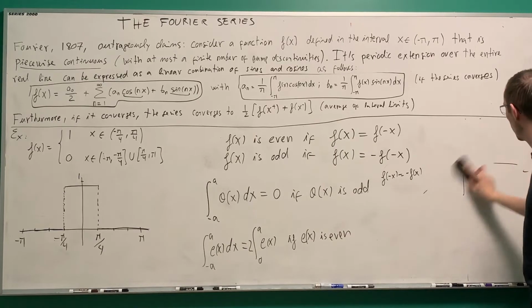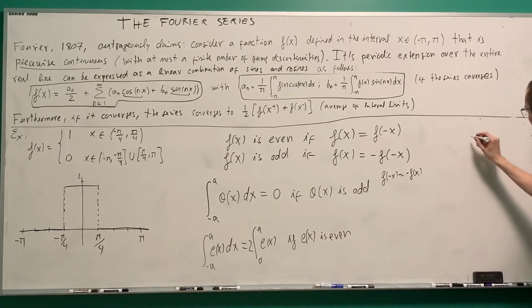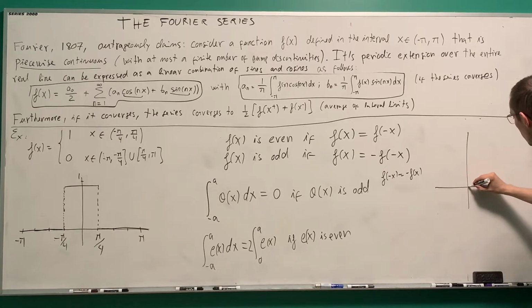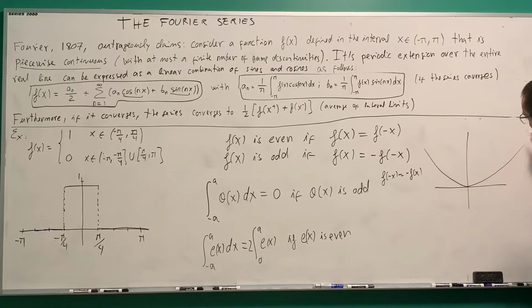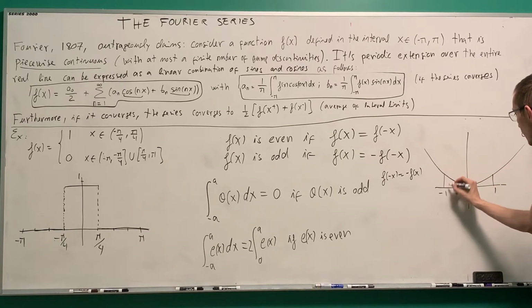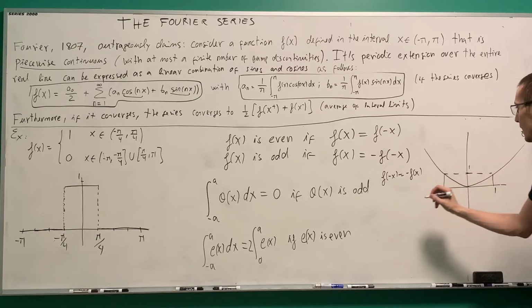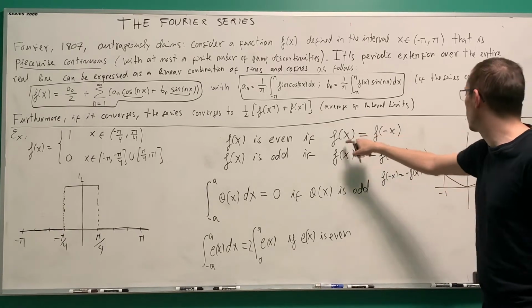So I can do t squared. T squared is a parabola, right? So t squared would be something like that. Now t squared is even. If you take here, for example, 1 and minus 1, in both cases it gives you 1. So in this case, f of minus x equals f of x.